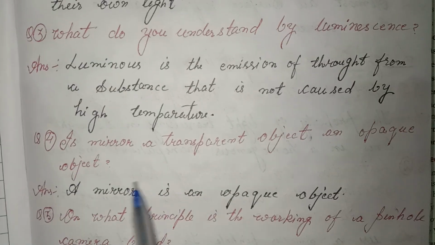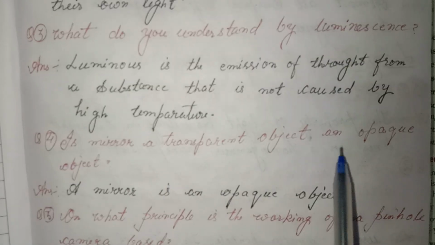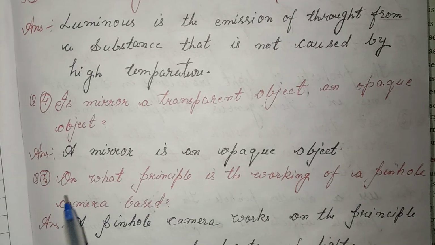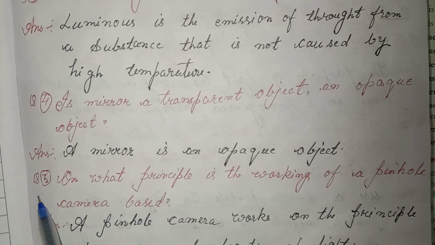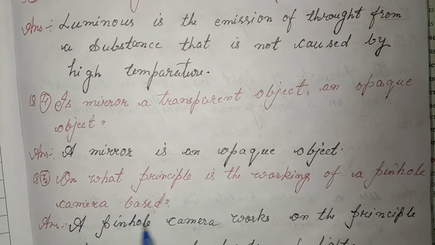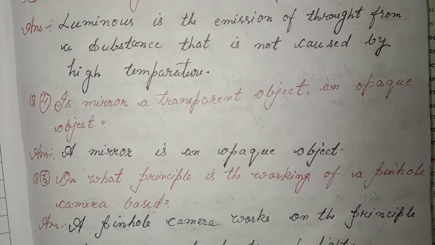Fourth question, is a mirror a transparent object or an opaque object? Answer, a mirror is an opaque object. Fifth question, on what principle is the working of a pinhole camera based? Answer, a pinhole camera works on the principle of rectilinear propagation of light.